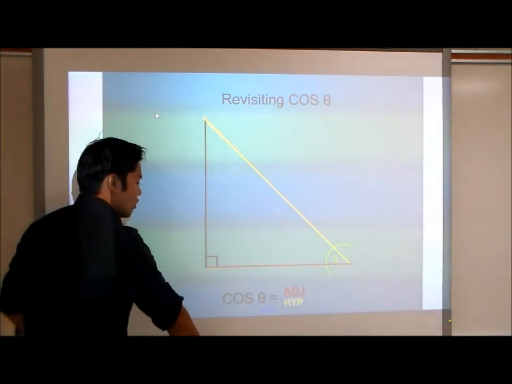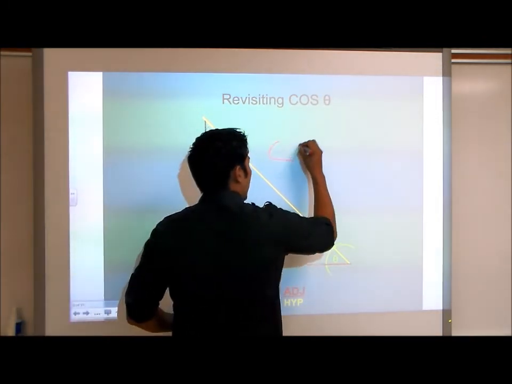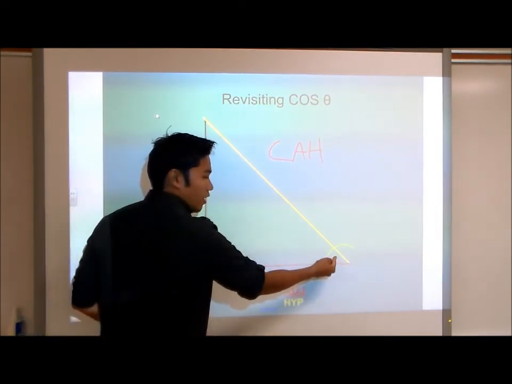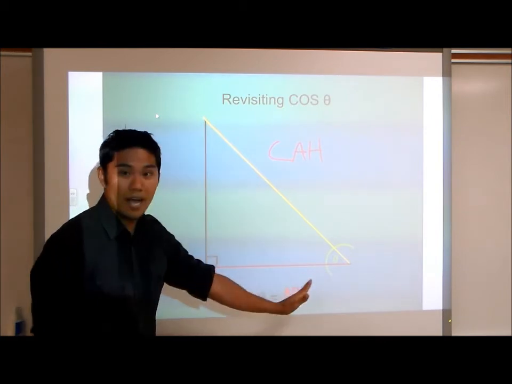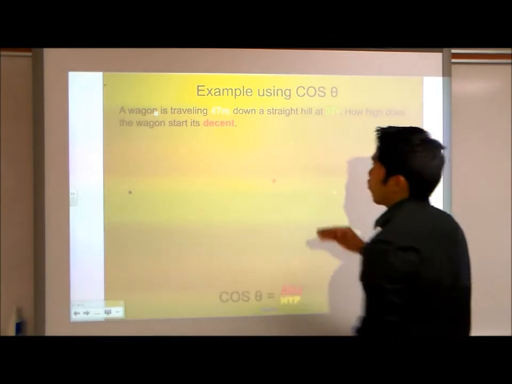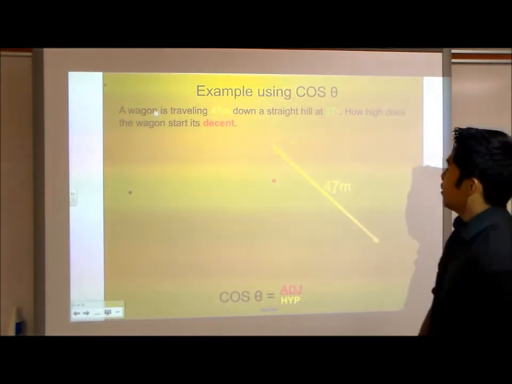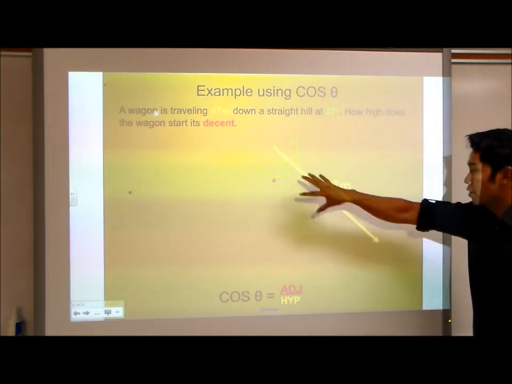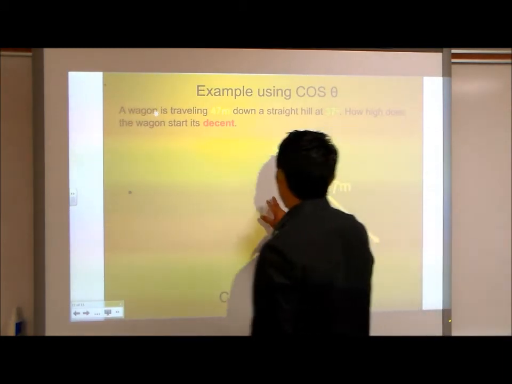Now we're going to deal with the CAH part of SOHCAHTOA, which means that cosine theta, your angle, is equal to adjacent divided by your hypotenuse. So let's go ahead and take this example. A wagon is traveling down a straight hill, so it's traveling down a hill at 37 degrees. So my angle is 37 degrees downward this way, 47 meters. How high does the wagon descend?